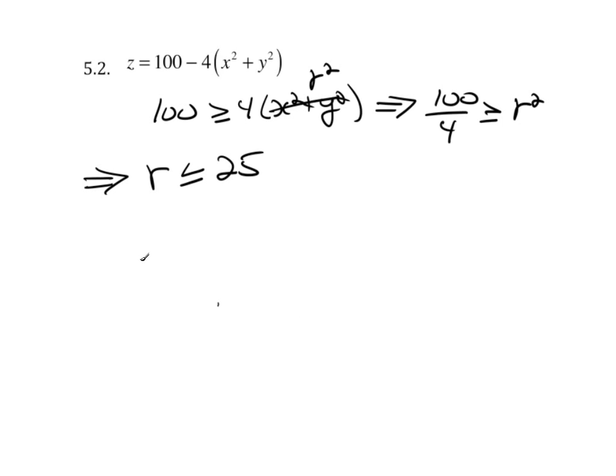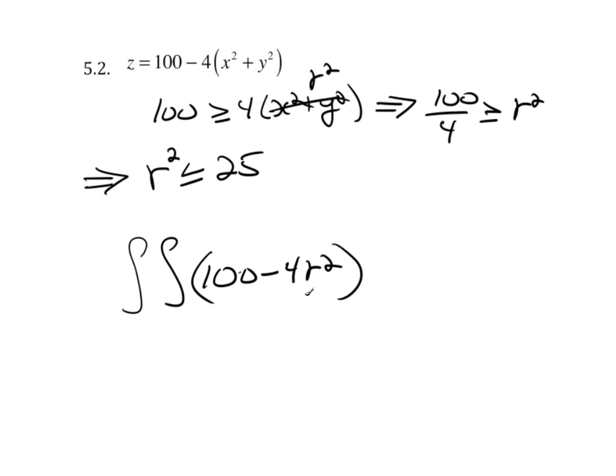So I'm going to integrate. I have a double integral, and oops, I have r here. This is r squared. Just realized that. Sorry about that. I'm going to have this function 100 minus 4r squared, and switching to polar, so it'd be r. I'm going to go dr d theta. r is going to go from 0 to 5 because r squared has to be less than or equal to 25. And I'm going all the way around, so theta goes from 0 to 2 pi.